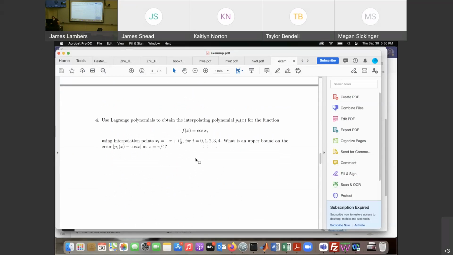Lagrange interpolation, so this is section 7.2. Given a function and given interpolation points, write down the interpolating polynomial in Lagrange form. And this also deals with 7.4, estimating the error in the interpolant at a certain point.